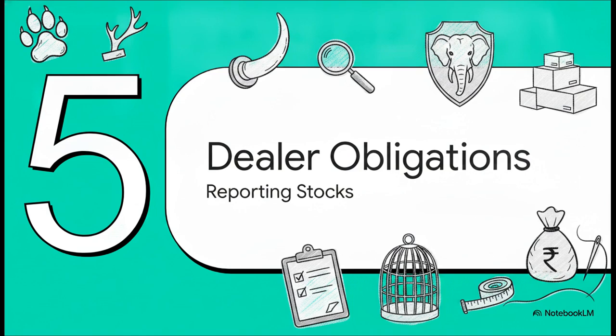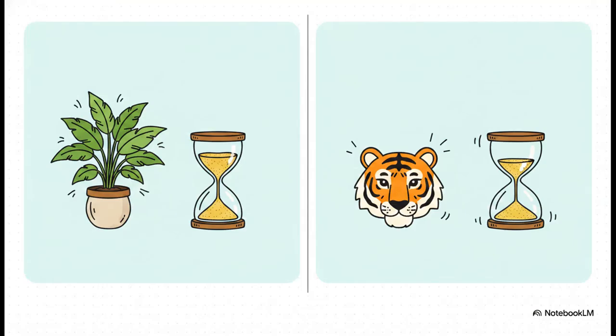Now for Part 5, dealer reporting obligations. Let's move to our next point and see how this builds on what we just learned. If you're a cultivator, you've got that 30-day window for your initial declaration. But what if you're a licensed dealer trading in specified plants or animal derivatives? Well, your obligations are honestly just as strict, if not more so.